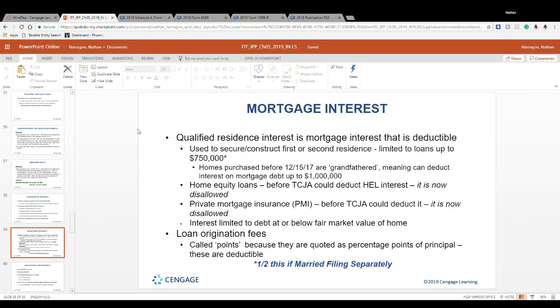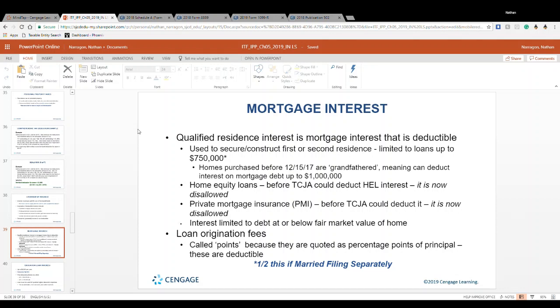Mortgage interest again. Qualified residence interest on a mortgage that is deductible is usually used on construction, secured construction, first or second residence, and it limits the loans to $750,000. So again, this is your first or second, basically first house or second house, the main ones that you live in. Homes purchased before December 15, 2017 are grandfathered in, and they get to deduct up to $1 million. So just like Dr. Evil, $1 million.